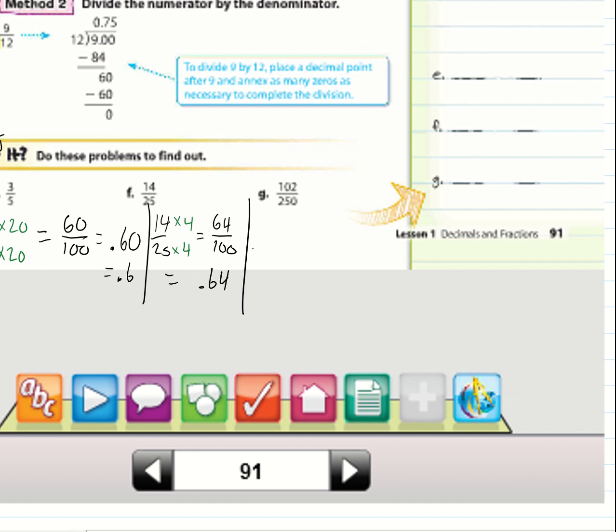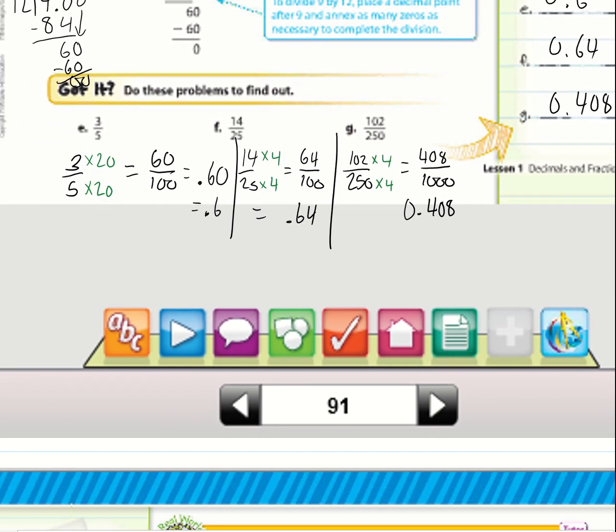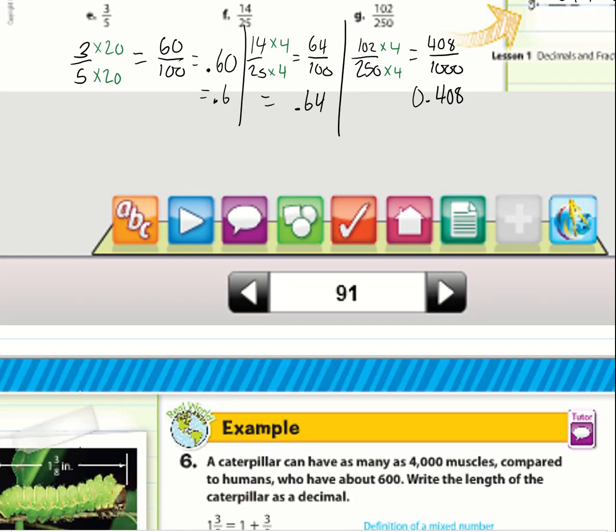For G, we have 102 over 250, and remember, it doesn't always have to be 100, it can be any power of 10. So instead of getting to 100, I'm going to get to 1,000, and I can get to 1,000 by multiplying by 4. So that's going to be 408 over 1,000. That means my decimal is going to be 408 thousandths. So I use the method of changing my denominator to powers of 10.